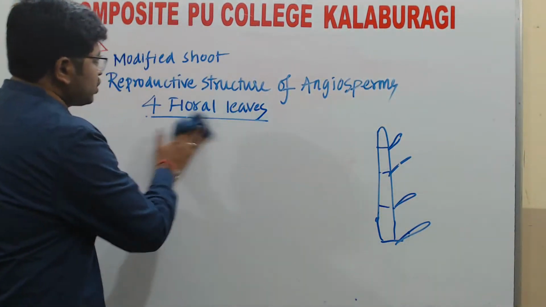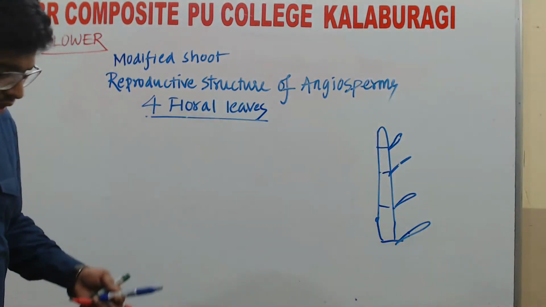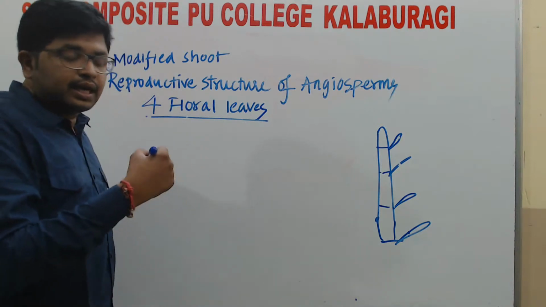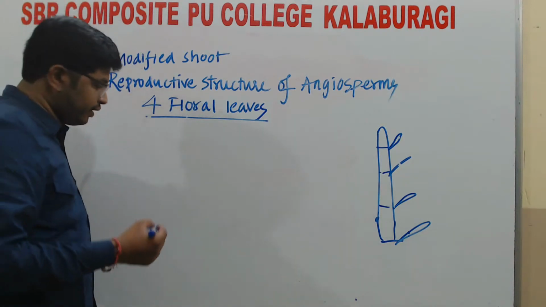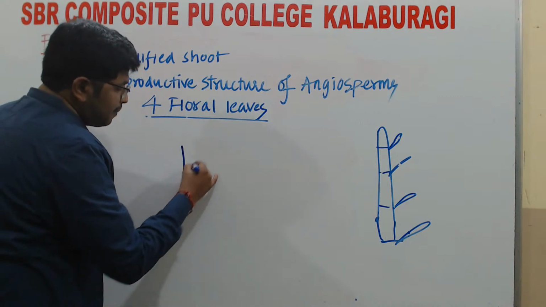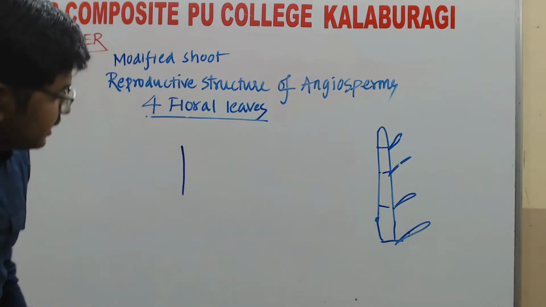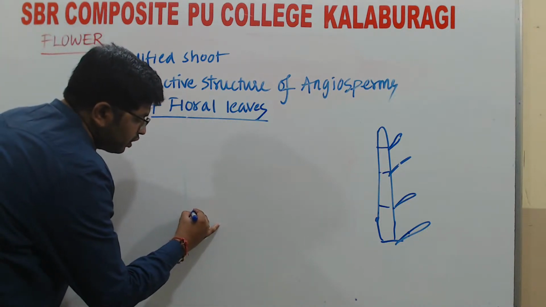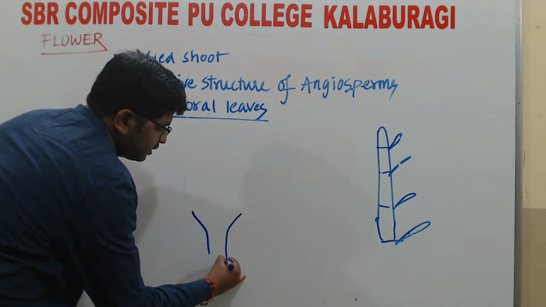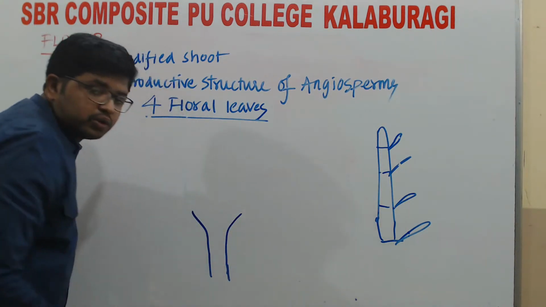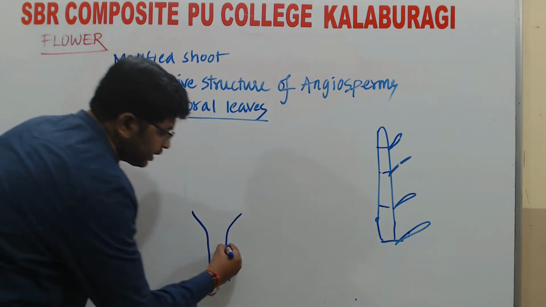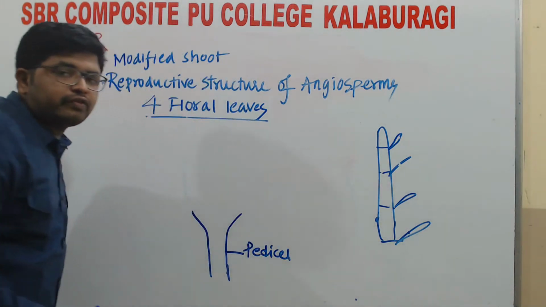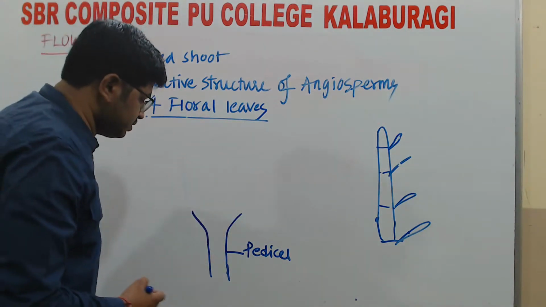Now, a flower has a stalk which may be long and thick, which we call the pedicel. Remember this: the stalk of the flower, the structure that holds all the floral leaves, we call the pedicel.